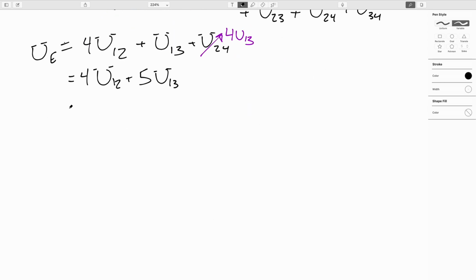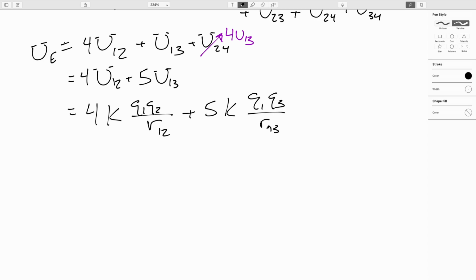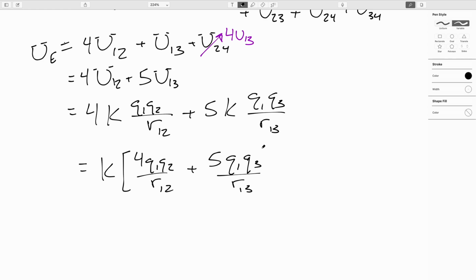So this will be 4 times K Q1, Q2 over R12 plus 5 times K Q1, Q3 over R13. So we can pull out a K, and then we have 4 Q1, Q2 over R12 plus 5 Q1, Q3 over R13.